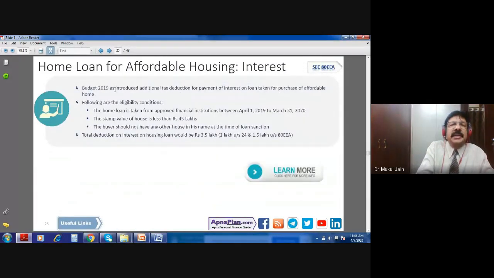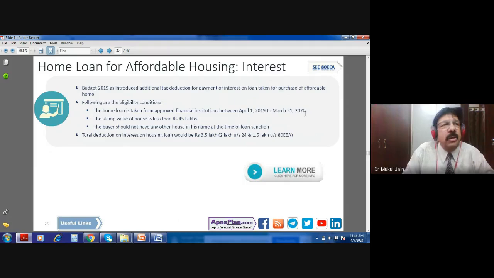Budget 2019 has introduced an additional tax deduction for payment of interest on home loan for purchase of an affordable home. So the following are the eligible conditions. Number one, the home loan is taken from an approved financial institution between 1st April 2019 to March 31st, 2020. So those who have taken a loan till March 31st were eligible.